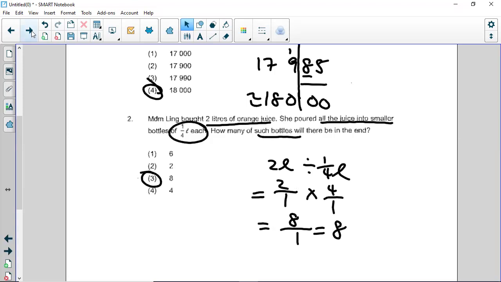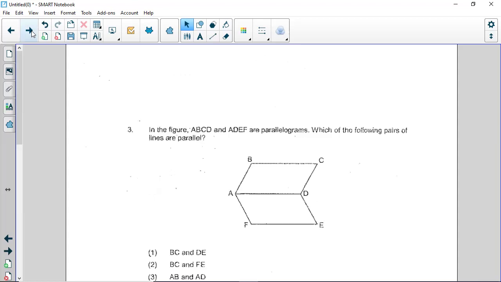Okay, let's look at question 3. All right, question 3. In the figures, A, B, C, D, and A, D, E, F are parallelograms. So where are they? Where are the parallelograms? This one, right? There's one on top and there's one below. Now you will need to do something when you see parallelograms. You need to mark out the arrowheads, okay? And not only that, there's a second pair of parallel lines, and the bottom one also has a second pair. Okay, so mark out this.